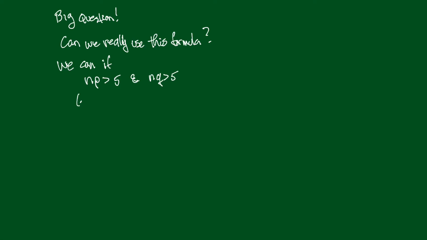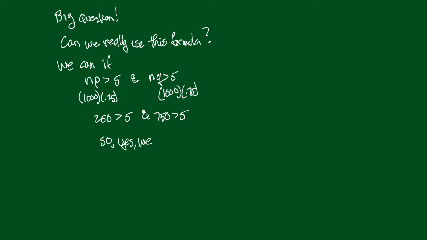So n was 0.25. No, that's backwards. n is 1,000, and p was 0.25, and q was 0.75. So this is 25% of 1,000, which is 250, which is greater than 5, and this is 75% of 1,000, which is 750, which is greater than 5. So yes, we can use the CI formula. It's probably always a good idea to check first, so you're not wasting your time.